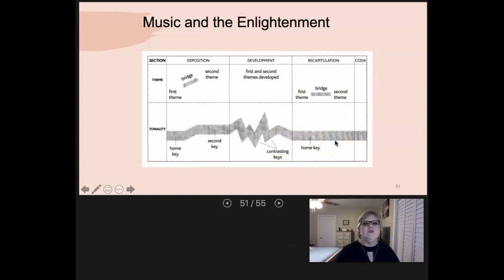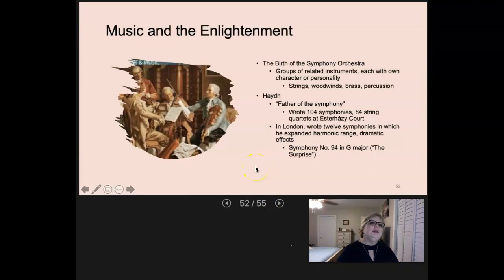So music began to have a form in classical music, and all the creations from that, the composition of it, taking that classical music and creating a symphony or what have you, it's starting to really leap off the page. You get the birth of the symphony orchestra, groups of related instruments, each with their own character or personality: strings and woodwinds and brass and percussion. Remember back when we just had two kinds of instruments, right? One that looked like a tuba and one that looked like a trumpet or trombone.